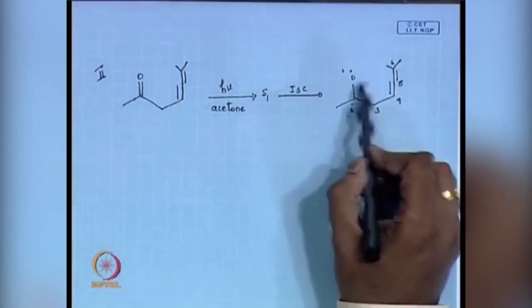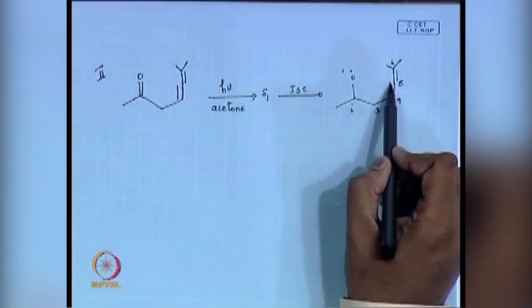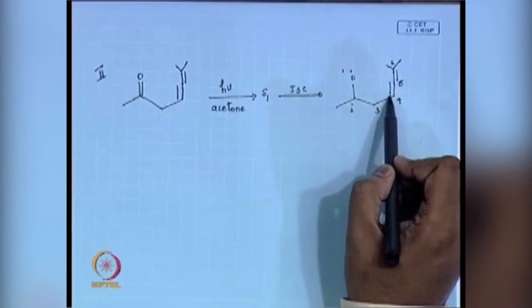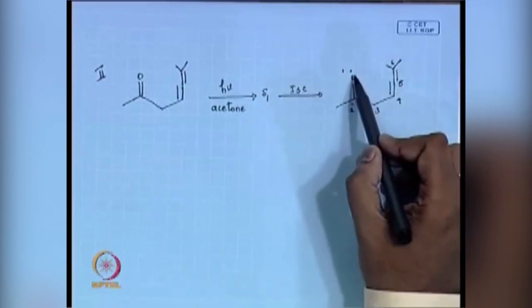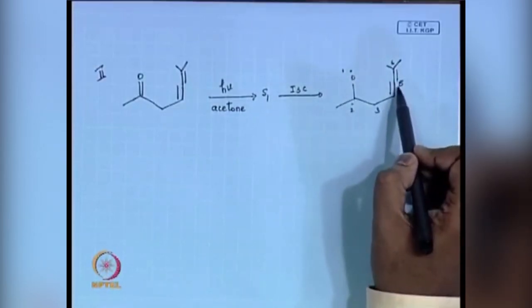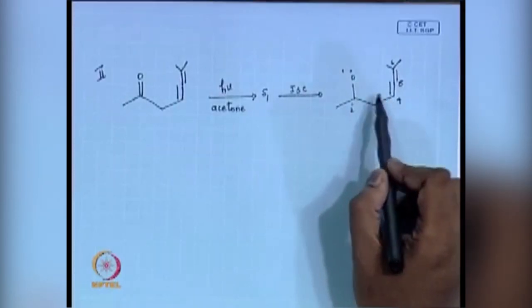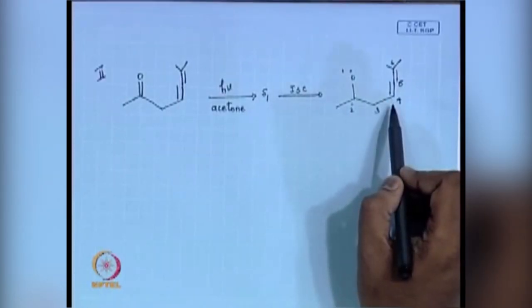See, if I take from C5, then I will push this to form a C4 radical, right? The other way round, if I go for C4, then I have to make a radical in C5, which looks very odd, no? It is not simple. So in that case, I might get only one product. So I might end up taking from C4.